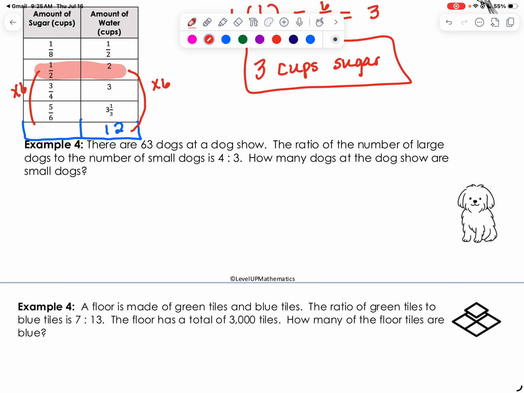Now, this problem's a little different because in this problem, our ratio needs to deal with the total number of dogs. So let me highlight how many dogs there were at the show. Now, I'm going to make a quick little table. We are comparing the ratio of the number of large dogs to small dogs to total.